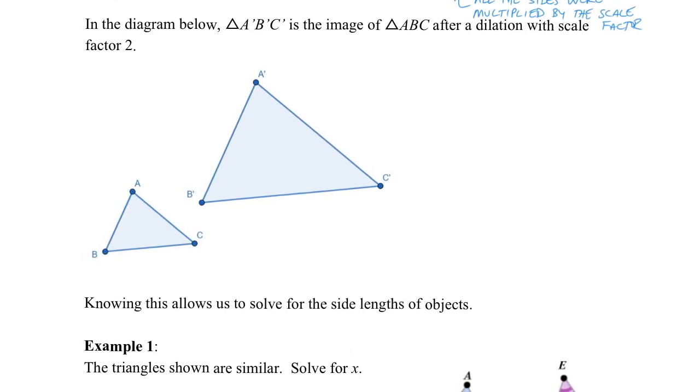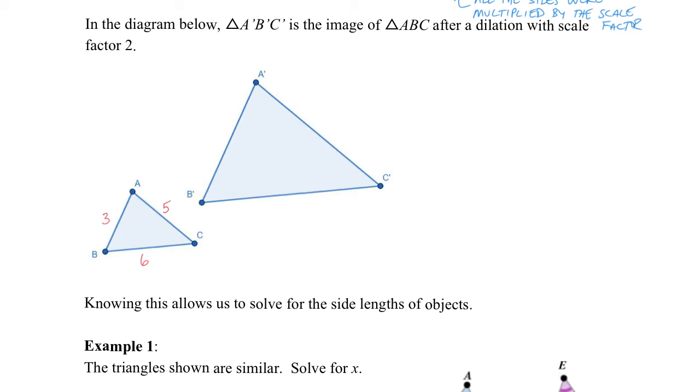In the diagram below, we see that triangle A prime, B prime, C prime is the image of triangle ABC after a dilation with scale factor 2. So what that means is, let's make up some side lengths for triangle ABC. Let's say that this one is 3, let's say that this one is 5, and let's say that this one is 6. Okay? What that means is in order to calculate the corresponding sides in the image, all you have to do is multiply by the scale factor.